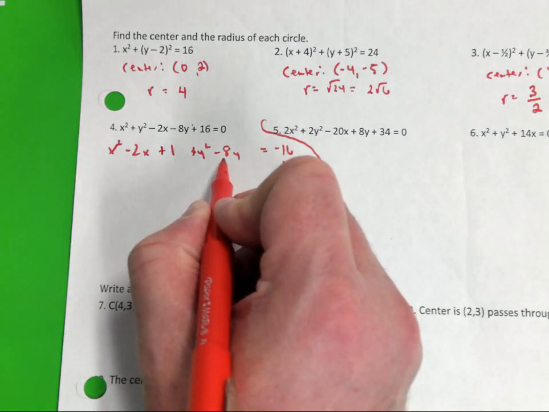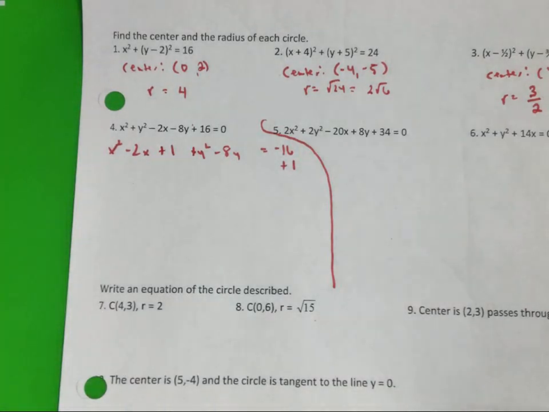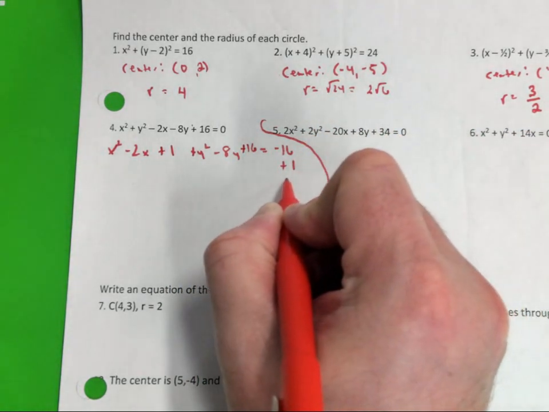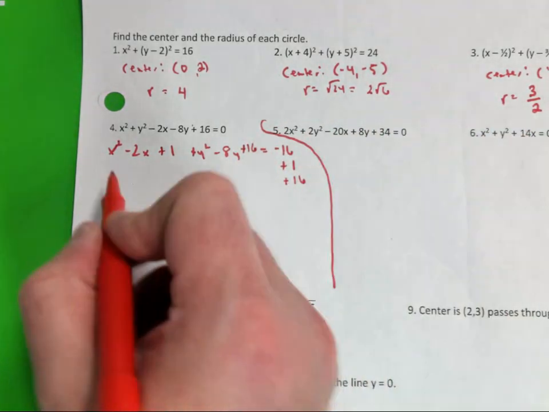What's half of negative 8? Come on, guys. Negative 4. What's negative 4 squared? So I'm going to add what right here? 16. If I add 16 here, what do I have to add over here? 16.